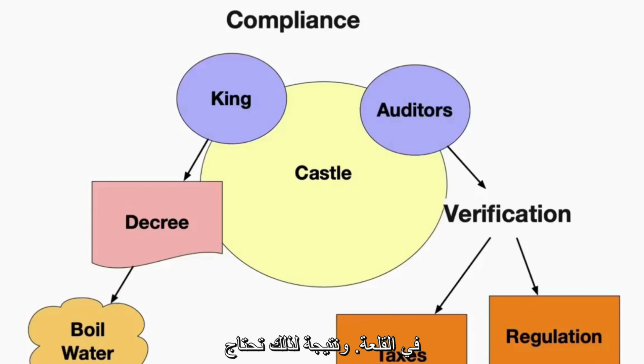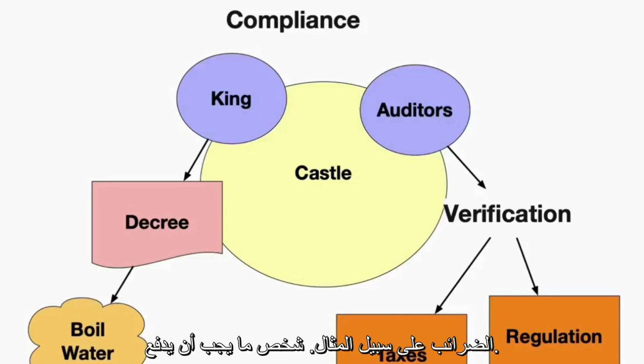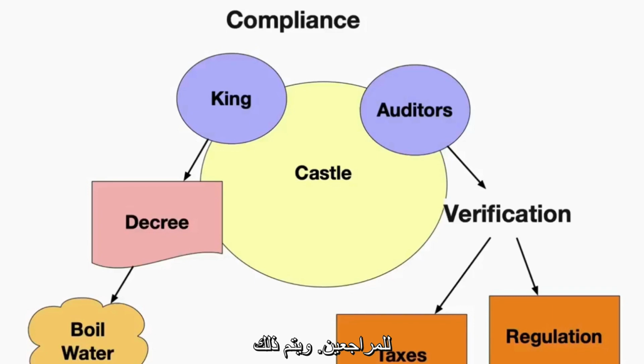And as a result, you need auditors, and these auditors would provide a level of verification for the regulations as well as other things like taxes. For example, somebody has to pay for the auditors, and this is done through taxes. You also would need to verify those techniques as well. So the documentation would prove the compliance effort.